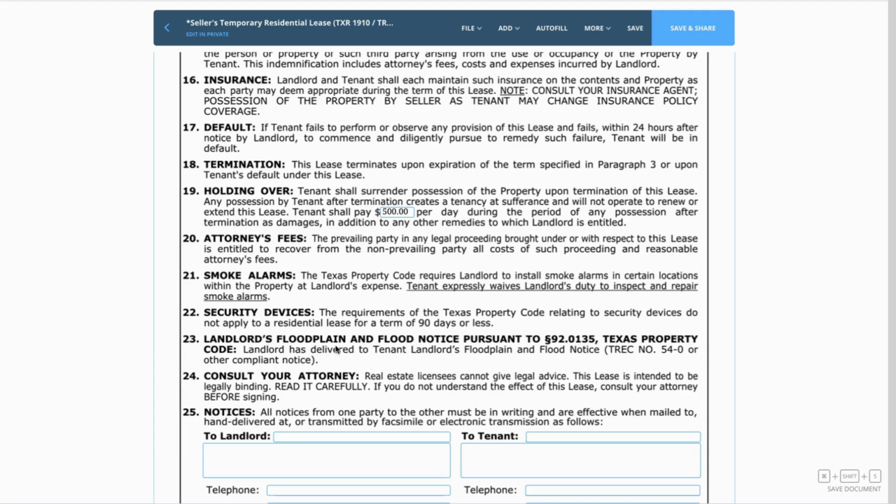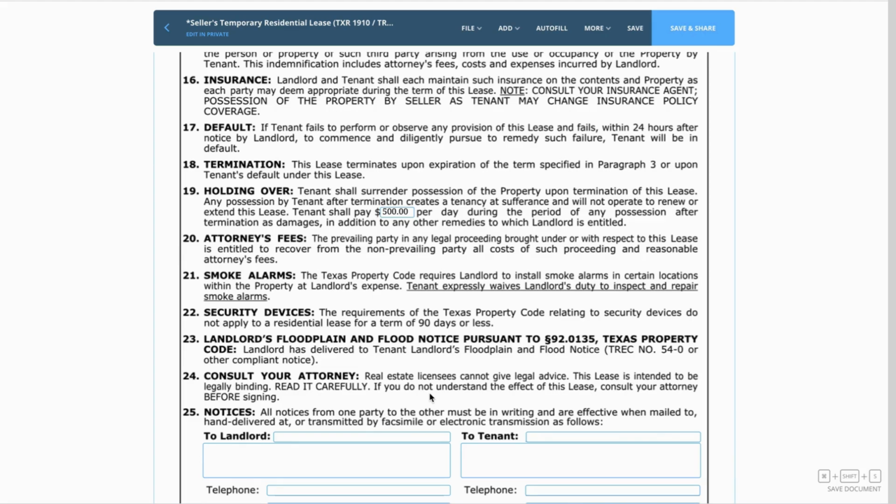Landlord's floodplain notices. Landlord has delivered to tenant the landlord's floodplain notice under TREC, and you have the TREC number 504. If we are in a floodplain, you need to have that form. Consult your attorney. Real estate licensees cannot give legal advice. This lease is intended to be legally binding. Read it carefully. If you do not understand the effects of this lease, consult your attorney.